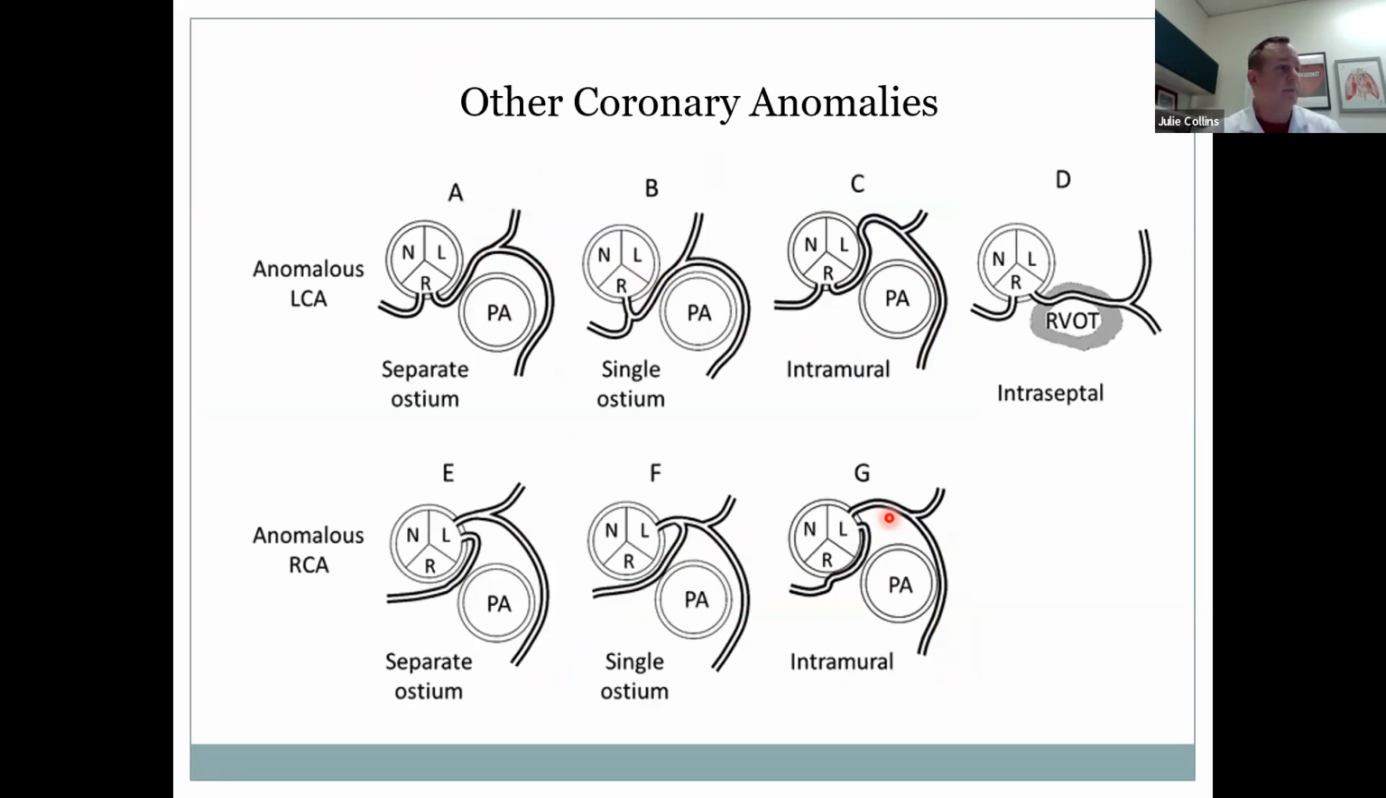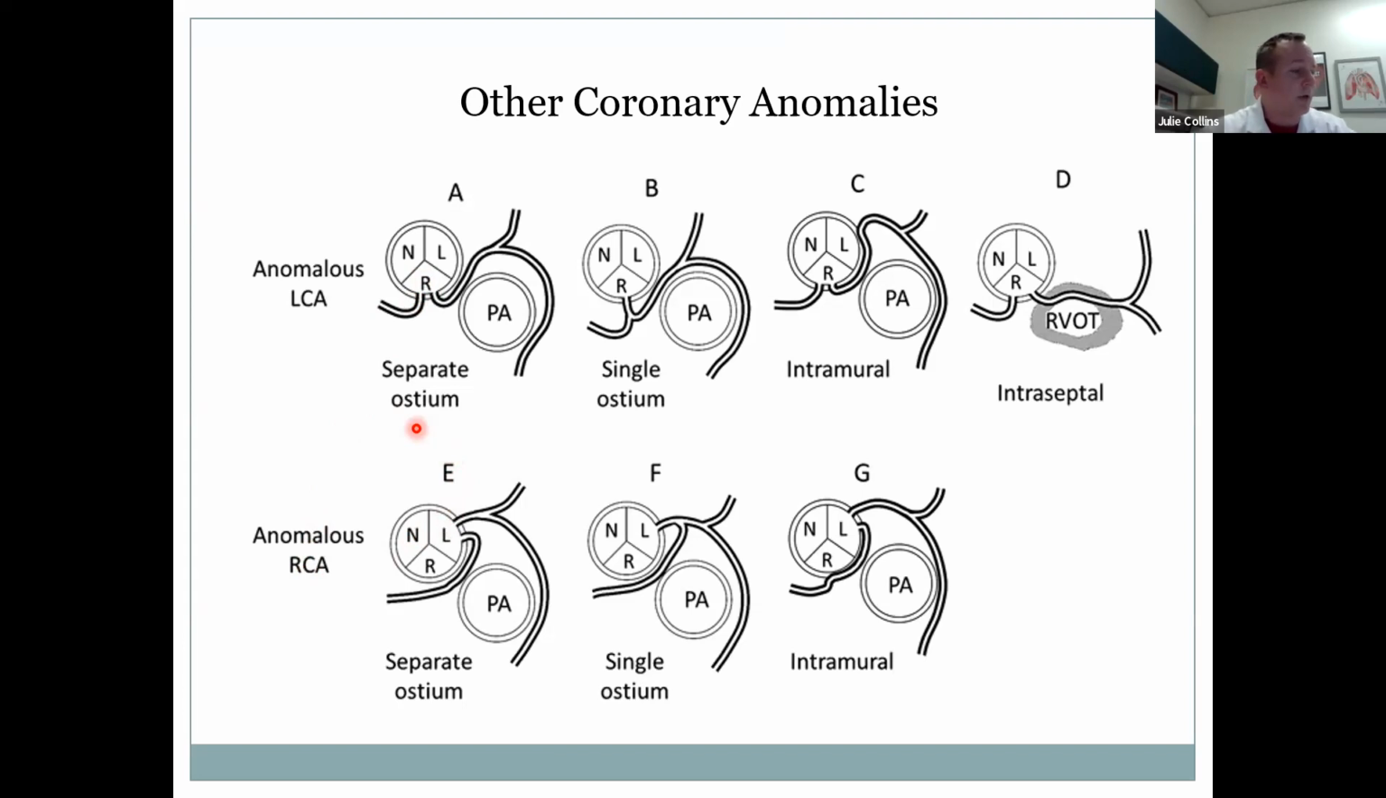So this shows you different configurations of ALMCA. You can have an anomalous left coronary artery coming off the same right coronary cusp. You can have an anomalous RCA coming off the left coronary cusp. It can happen in different ways.